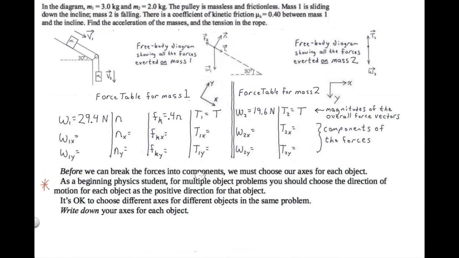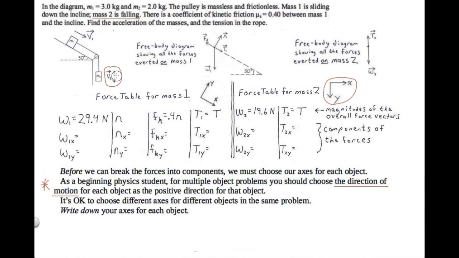Before we can break the forces into components, we must choose our axes for each object. As a beginning physics student, for multiple object problems, I recommend that you choose the direction of motion for each object as the positive direction for that object. Mass 1 is moving parallel to and down the incline. So, for mass 1, we choose an x-axis that points parallel to and down the incline. And let's choose a y-axis for mass 1 that points perpendicular to and away from the incline.